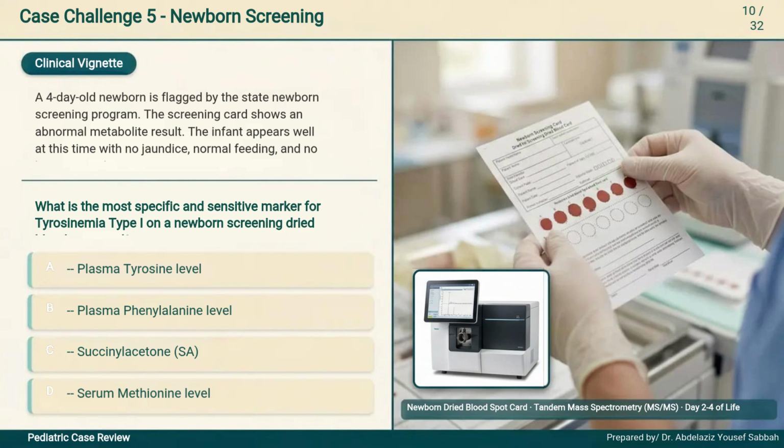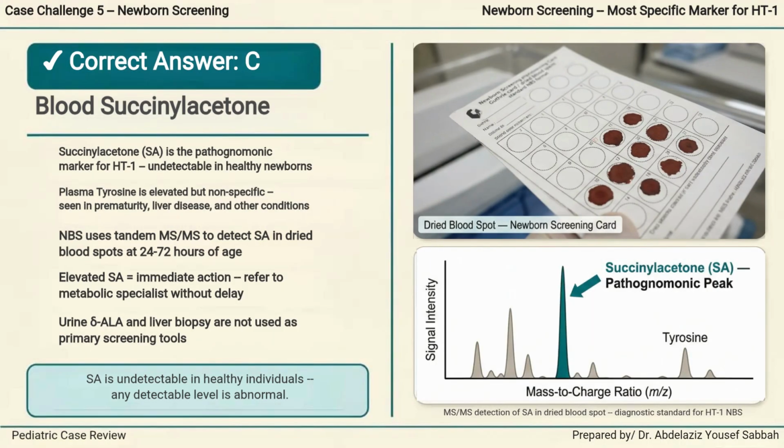Option A, plasma tyrosine level. Option B, plasma phenylalanine level. Option C, succinylacetone. Option D, serum methionine level. The correct answer is option C, blood succinylacetone.